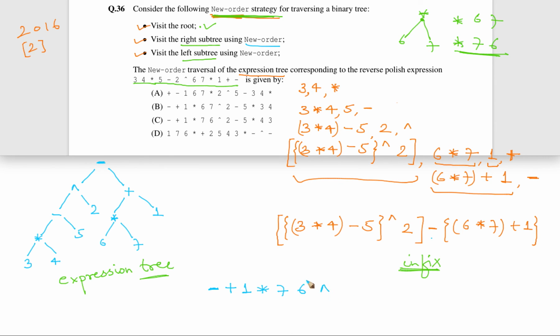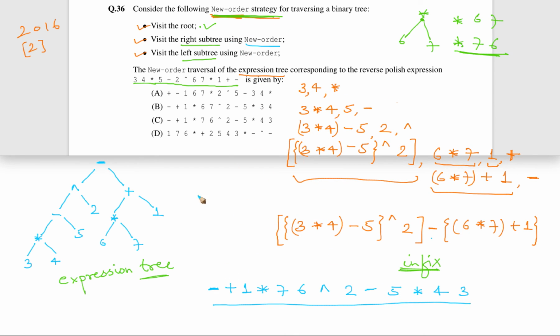In the left, what are we going to do? Firstly exponentiation, and then the right, which is 2. Then we focus on this left subtree, which will again be firstly root and then right, 5, and then this left, which will again be done like star, and then the right one 4 and the left one 3. So this is the entire new order strategy traversal, and that is what we have to find.